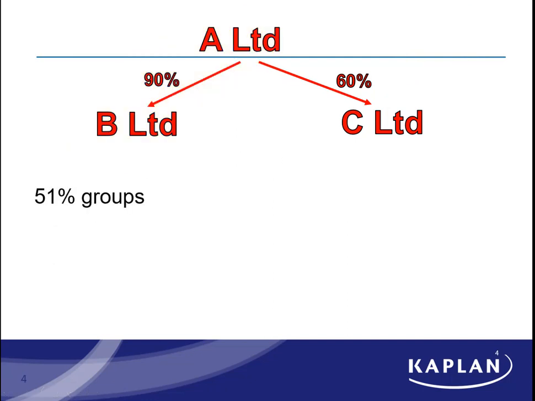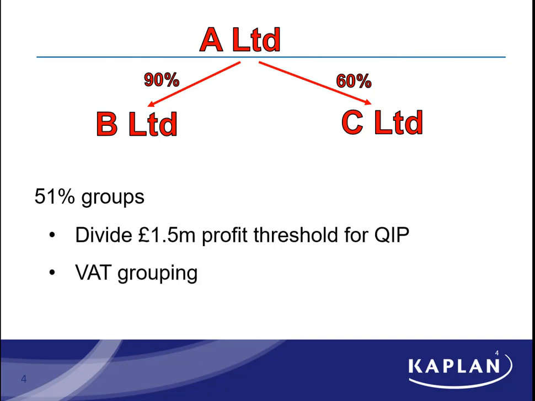Now, what other implications have we got? Well, where you have a 51% group, and here A, B and C are all in a 51% group, there are two main things to watch out for. When you're looking to see whether each company has to pay tax by instalments, you compare their augmented profits with the profit threshold. The profit threshold is normally 1.5 million, but that has to be divided by the number of companies in the 51% group. So in this case, that would be 3. So for each of A, B and C, if their profits exceed 500,000, they would have to pay quarterly instalments.